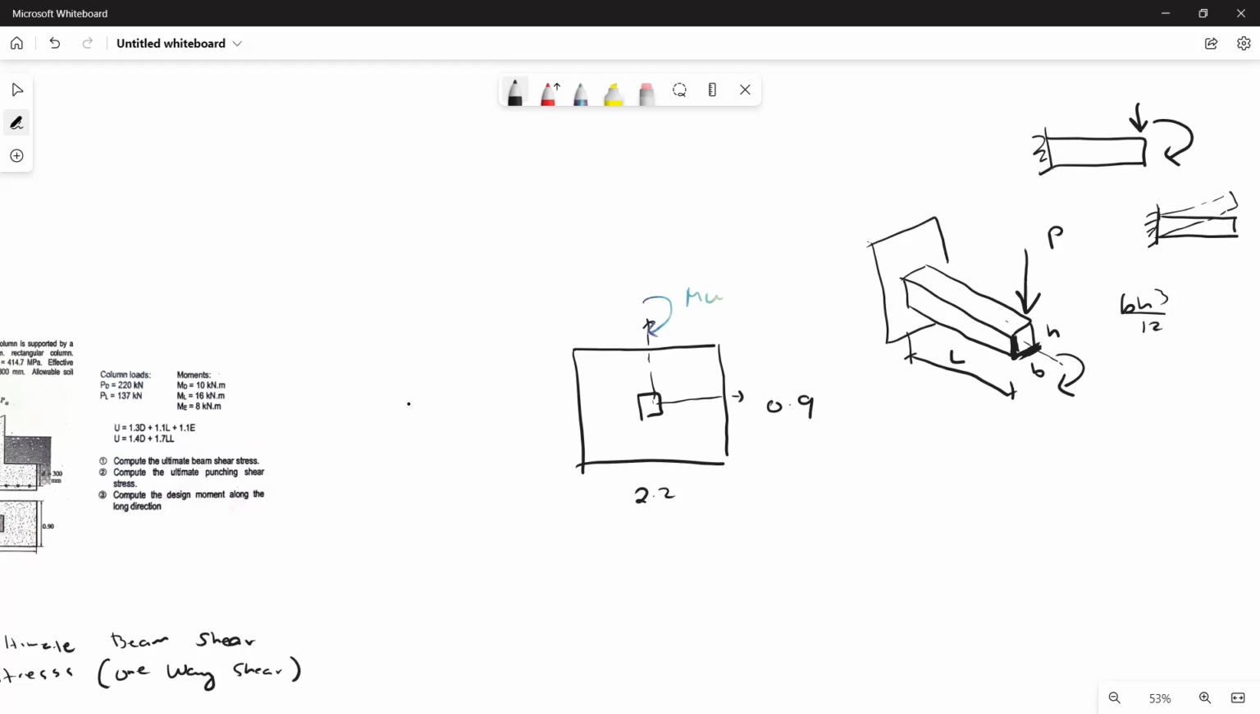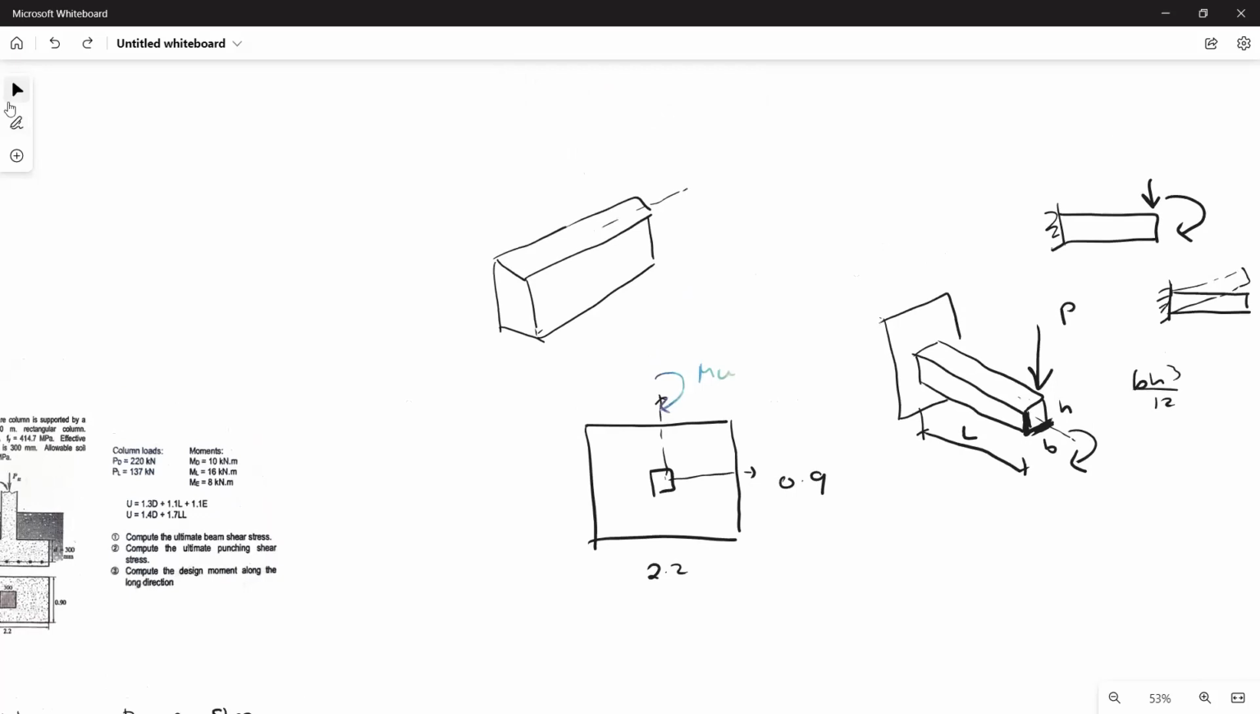Ang mangyayari sa kanya, kapag kinurl mo siya on that side, magkakaroon siya ng parang gantong bending. Tama. Ayan, just like this one.